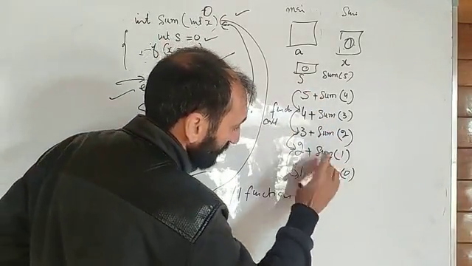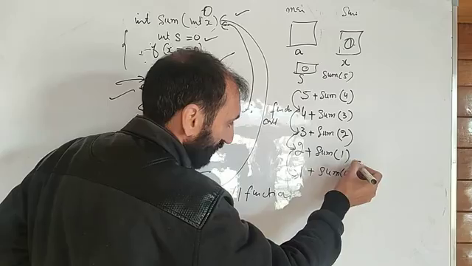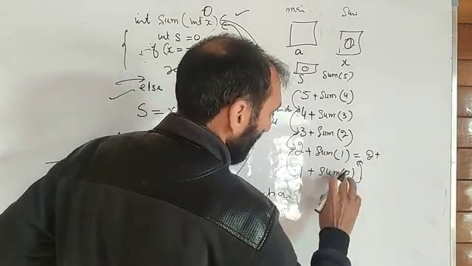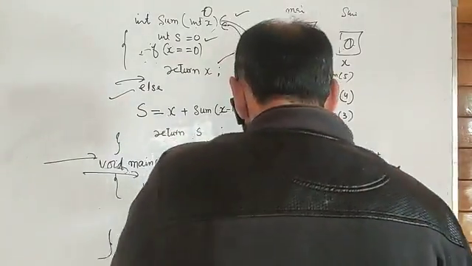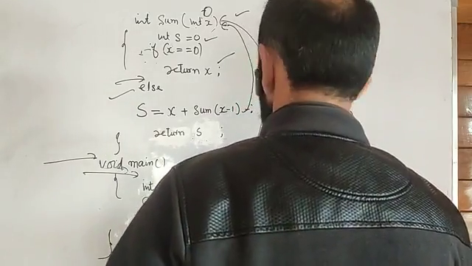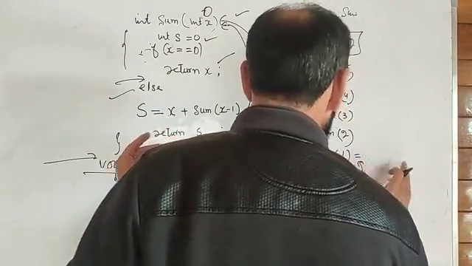Someone else calls the function, and it will return back here. Now you have 2 plus sum of 0. Yes, it will get returned here.